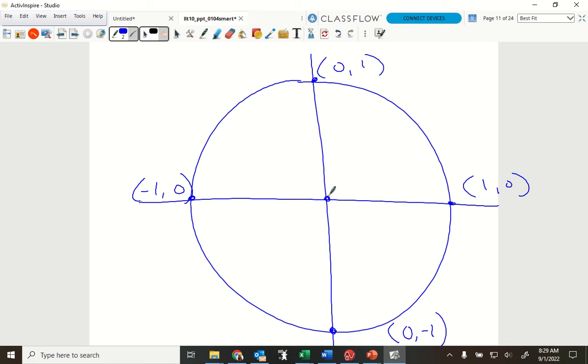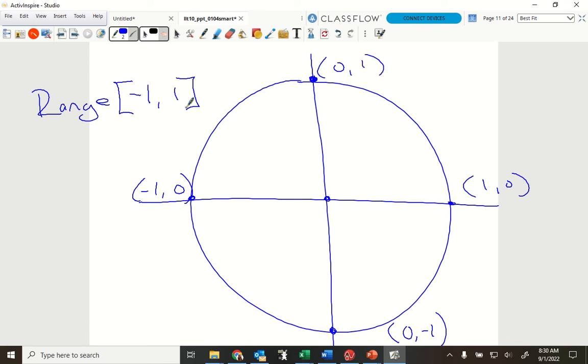What's the highest y value I'm going to have here? 1. It can't go higher, because the highest point's right here. So my range would go up to 1. What do you think the lowest point of my range is? -1. So the range of this is going to be inclusive between -1 and 1, and that's going to be sine and cosine.